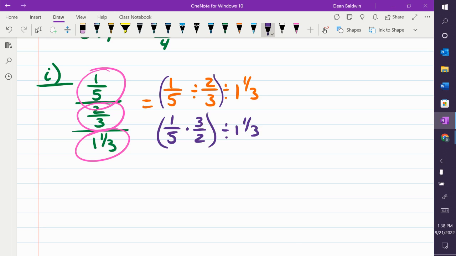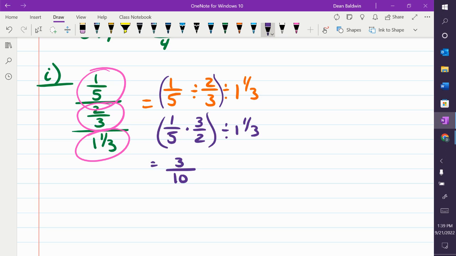Just leave the 1 1/3 out there. We're not even going to worry about this. We're just dealing with these two. So now it's multiplication. How do you multiply fractions? Straight across. 1 times 3 is 3. 5 times 2 is 10. Can I simplify that?